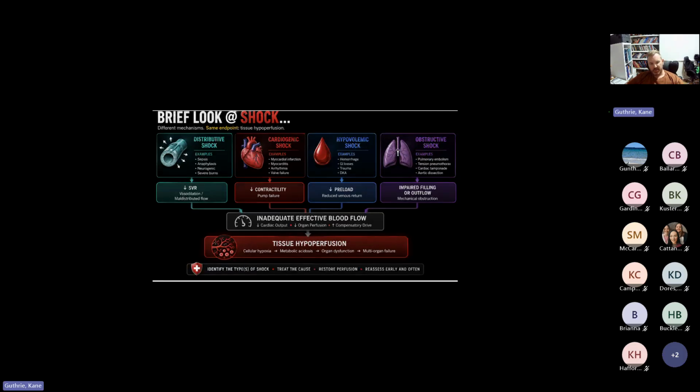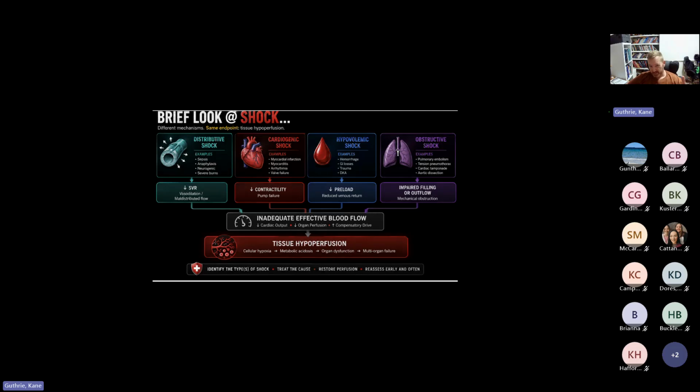So when we look at shock, generally it's broken up into 4 main types, where we've got your distributive type shocks, which is your sepsis, your anaphylaxis, neurogenic. And these patients classically present where they've got leaky vessels, decreased systemic vascular resistance, they're vasodilated, and from that vasodilation they get this maldistribution of flow throughout them that gives them inadequate tissue perfusion.